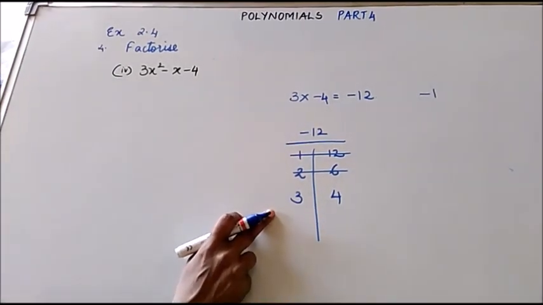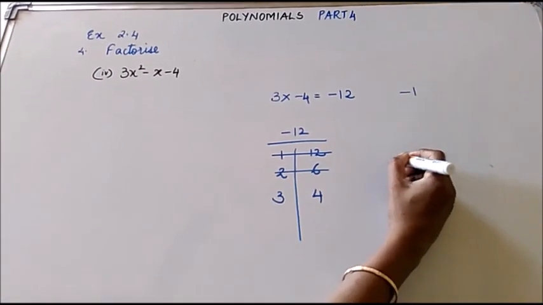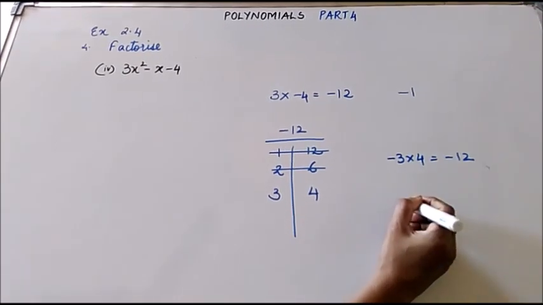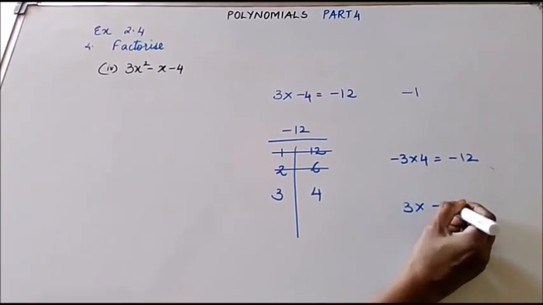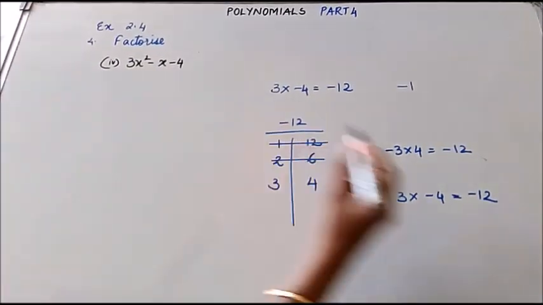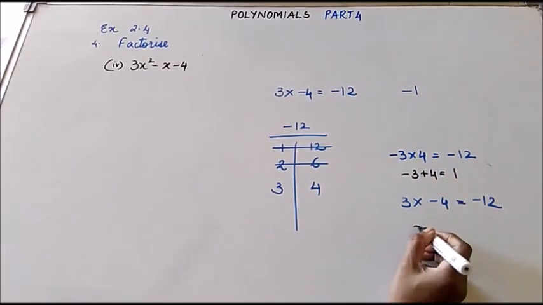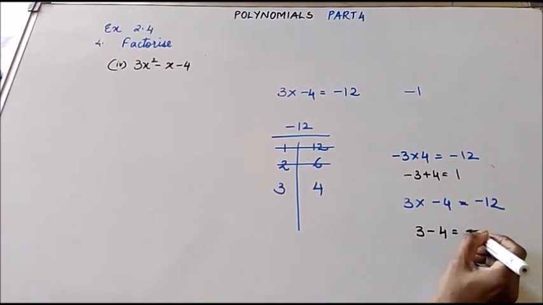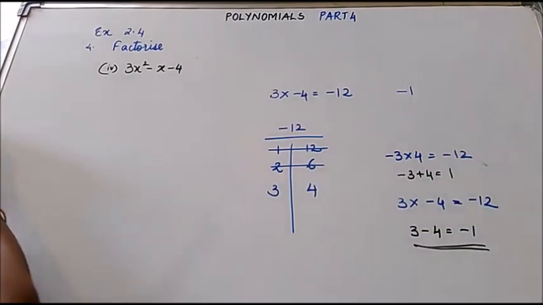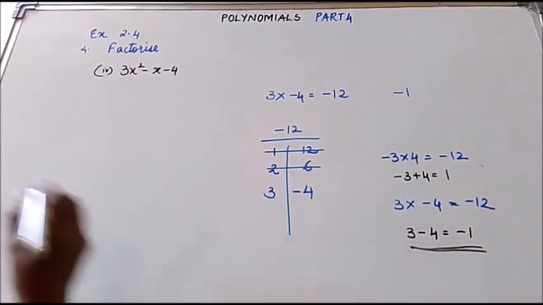Now which factor should have a negative sign? Now we know that minus 3 into 4 will give us minus 12, and 3 into minus 4 also will give us minus 12. But minus 3 plus 4 will give us 1, and 3 minus 4 will give us minus 1. So we are supposed to take this split. That means we have here 3 and minus 4 as the factors.